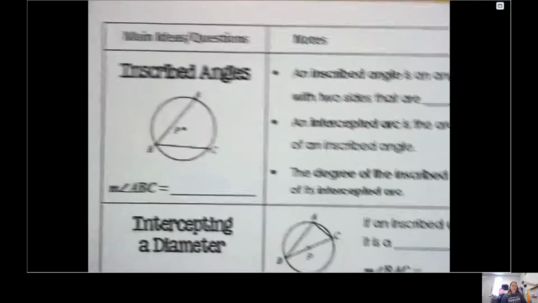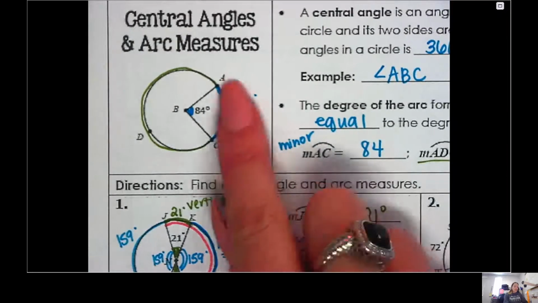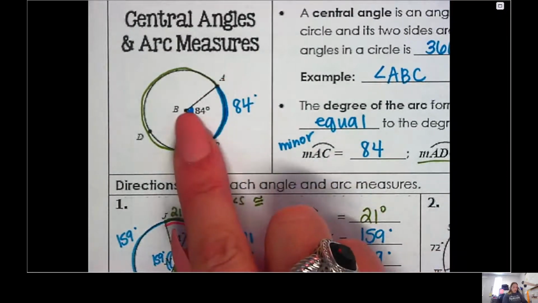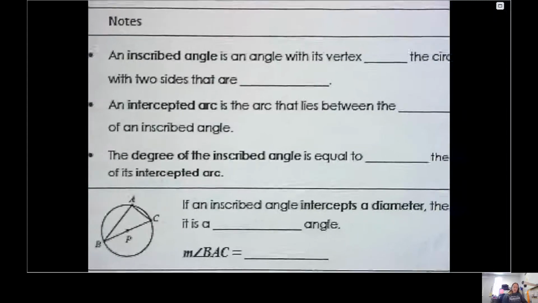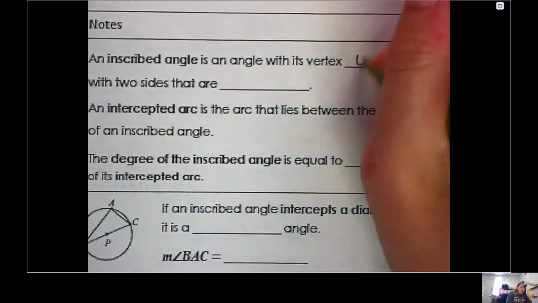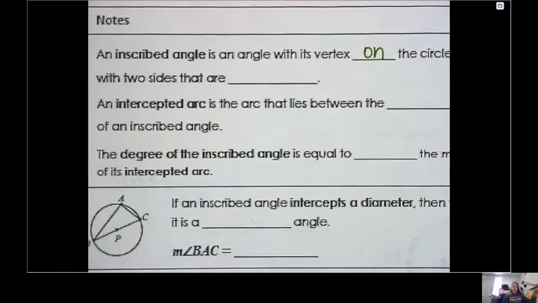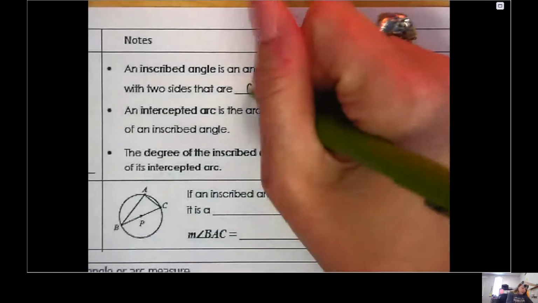So on the back, it is something called an inscribed angle. So notice how this picture already looks different than the ones on the front. Central angles mean the angle comes literally to the center, right? An inscribed angle is an angle with its vertex on the circle. So it's not in the center, it's on the circle. And the two sides are something called chords.